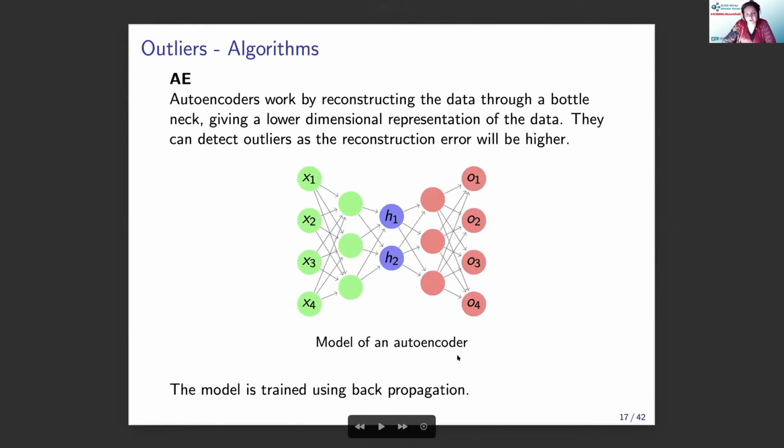Okay, autoencoders work by reconstructing the data through a bottleneck. This gives a lower dimensional representation of the data. And what you can do is you can feed in the original data, get it to reconstruct itself, and once you've trained the model, you run it through again, and when the error is higher, you have something that is more outlying. So the higher reconstruction error is used as the outlier score. We train it using backpropagation, as you do with most neural nets.